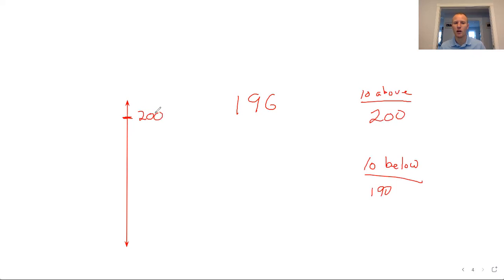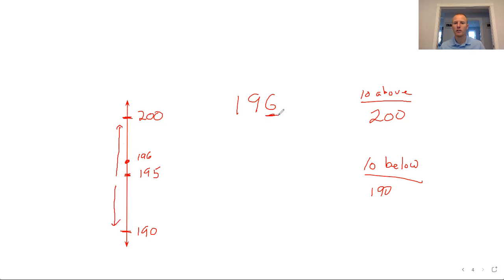So 200 at the top and 190 at the bottom. And 195 is the halfway point between those two numbers. I can put 196 right on here. Remember, anything that ends in 5, 6, 7, 8, or 9, you round up. Anything that ends in 4, 3, 2, 1, or 0, you round down.